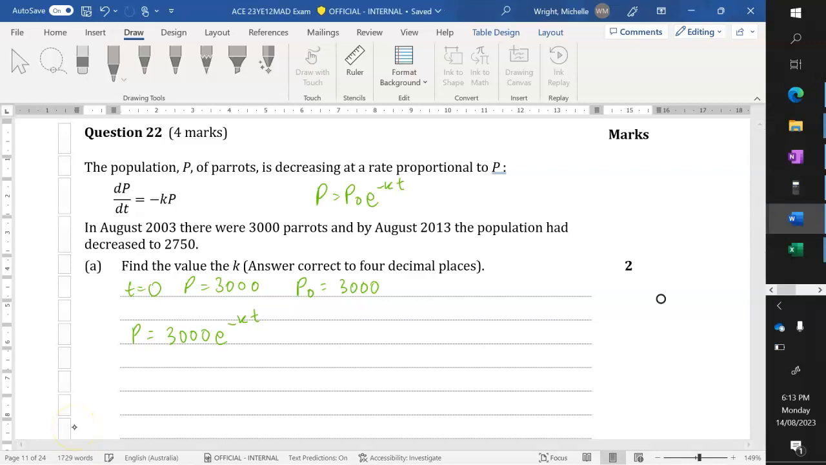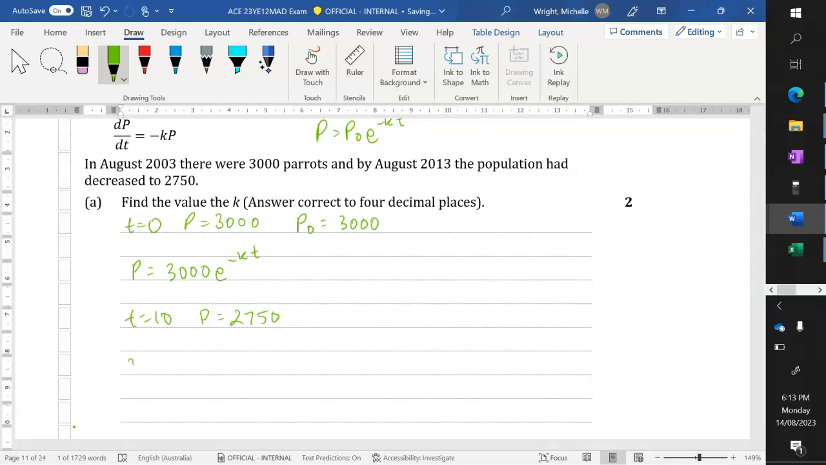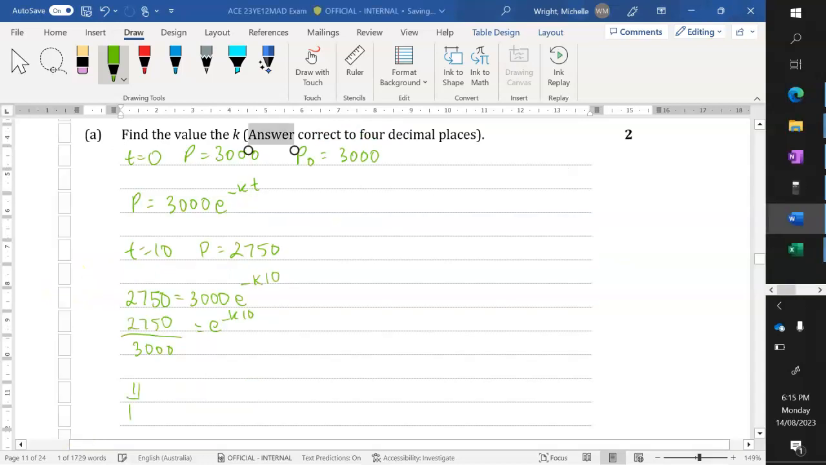So when time is 10, our population is now 2750. And what that second step of this equation allows us to do is to now find what our k is. So I know that I've got 2750, popping it into this equation here is equal to 3000 e to the minus k times 10. So 2750 over 3000 is equal to e to the minus 10k. That simplifies to 11 over 12 equals e to the minus 10k.